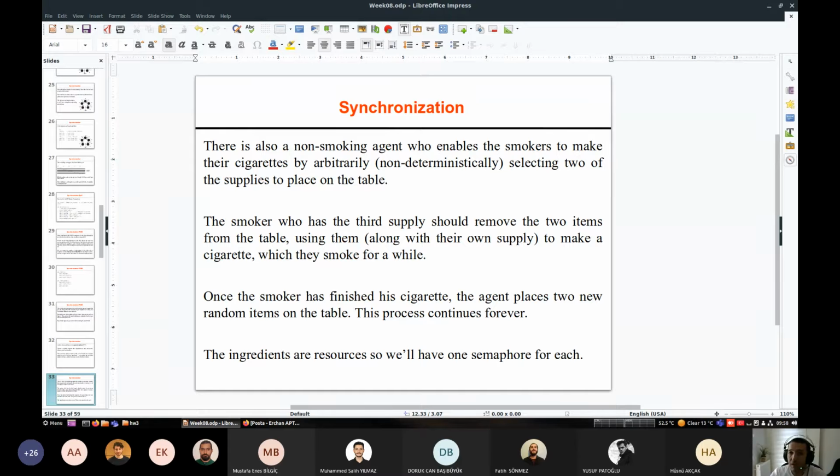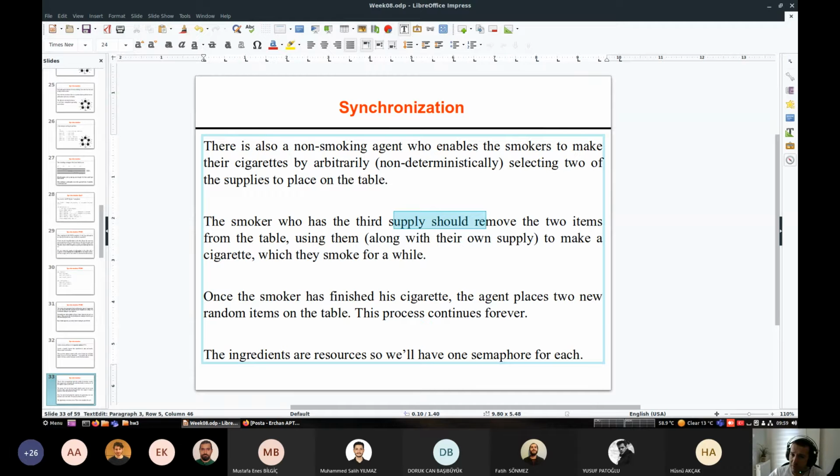So that means the smoker who has the 3rd supply should remove the 2 items from the table, using them along with their own supply to make a cigarette, which they smoke for a while. So let's say that the agent brought tobacco and paper. So that means the smoker who has an infinite amount of matches can take the tobacco, can take the paper, and since that person now has all 3 ingredients, that person can now make a cigarette and smoke it. Okay.